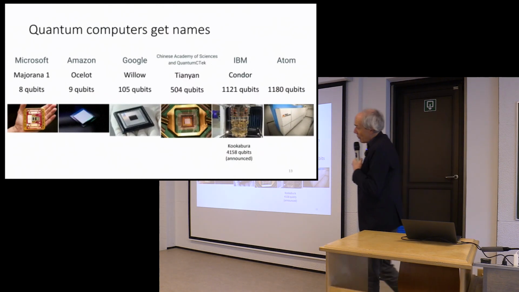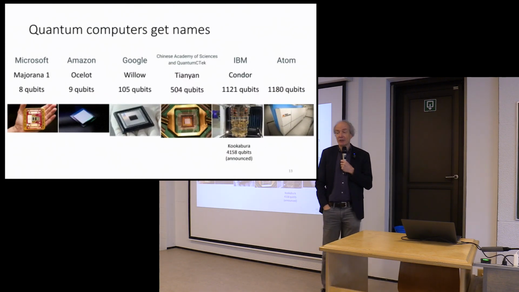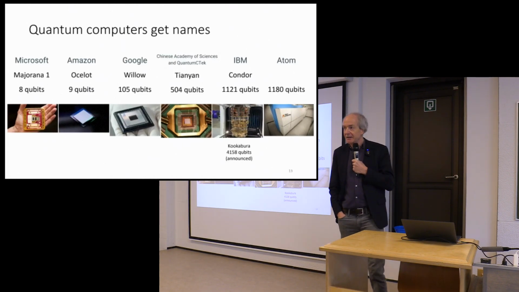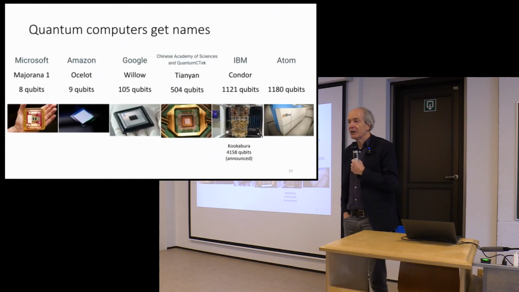So what is the change today? Quantum computers get names, and we see big press releases. Why is this? Because now the big players have gotten in. They don't spend millions anymore, they spend hundreds of millions. They buy complete university labs, like Google bought a complete lab at UCSB in Santa Barbara. So there is really big money there.